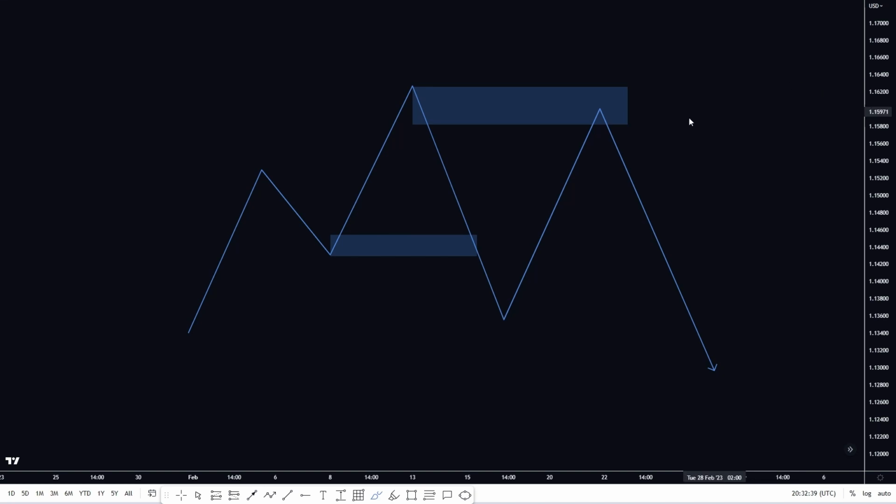So apart from being able to identify these areas of support and resistance, that's pretty much all you're going to want to be able to do on the daily time frame. Now, the 4-hour time frame is going to be used for more of the same, I would say.